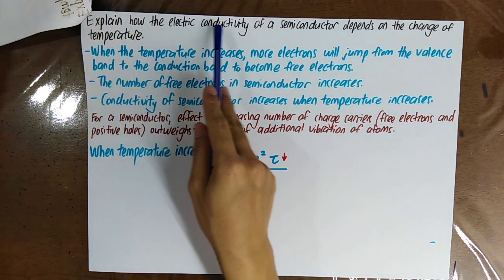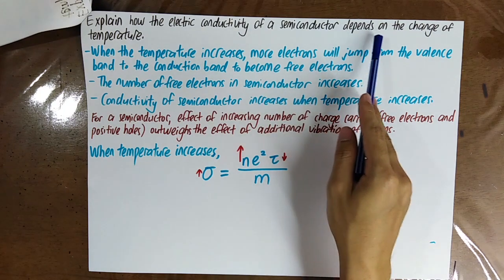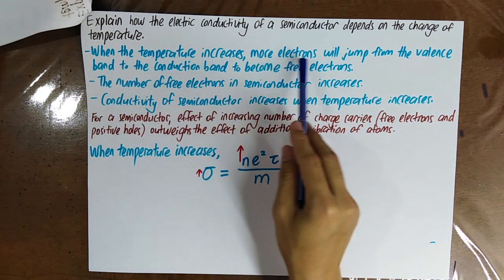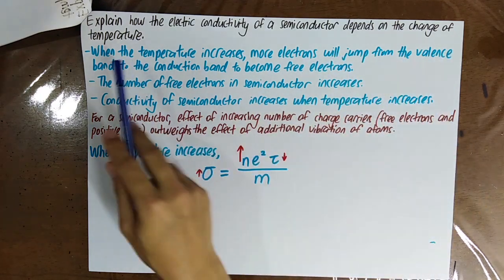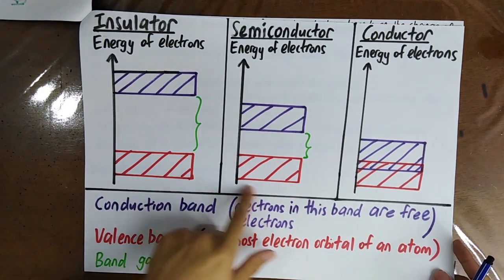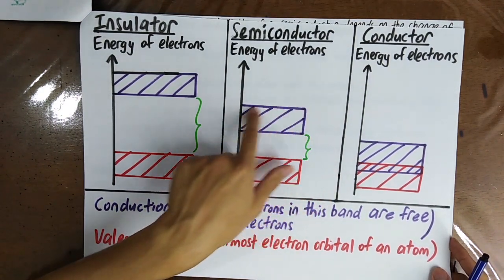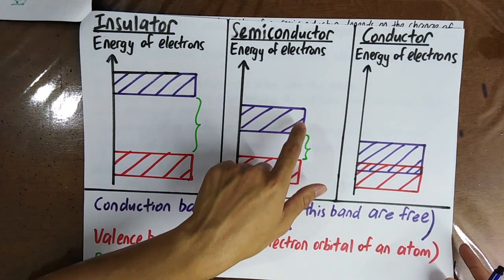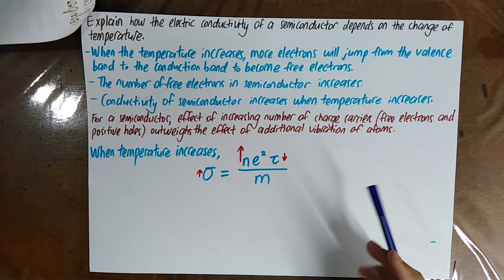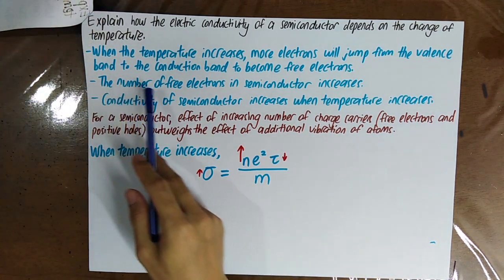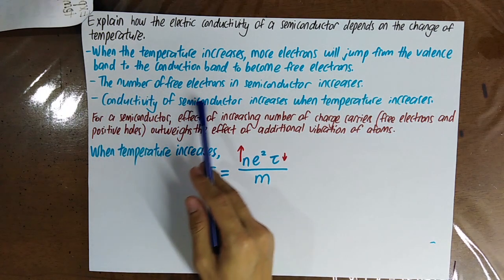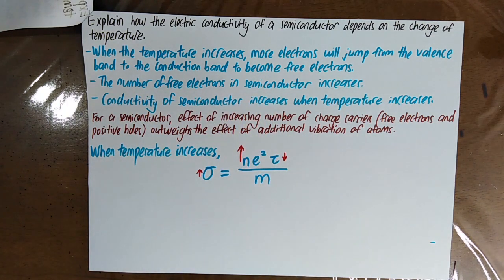Explain how the electric conductivity of a semiconductor depends on the change of temperature. When the temperature increases, more electrons will jump from the valence band to the conduction band to become free electrons. That means the electrons in this band will be promoted to this band when the electrons gain some extra energy from the thermal energy when the temperature rises. So the number of free electrons in the semiconductor increases, and therefore the conductivity of the semiconductor increases.